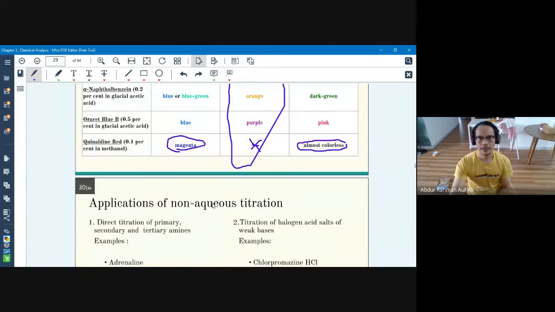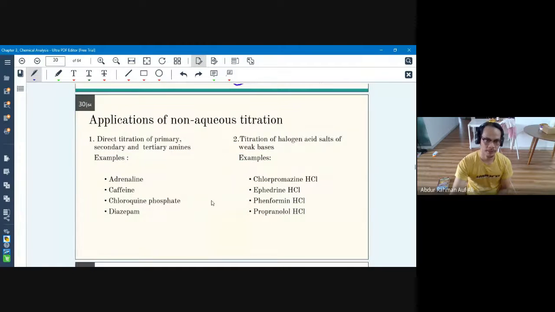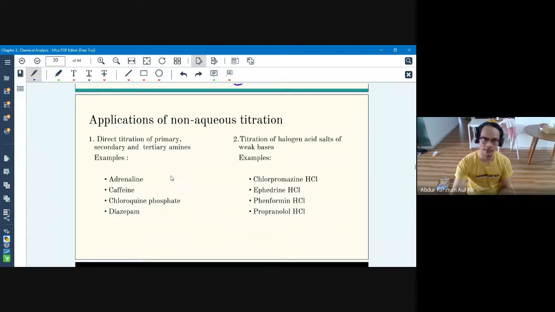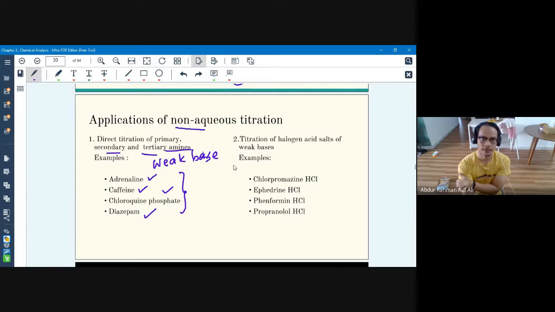And lastly, the applications. For which drugs do we use acid-base non-aqueous titration? If the API, the active ingredient of the drug, is a very weak base, especially secondary and tertiary, how do we know whether the API is a weak or strong base? You check the pharmacopoeia. For example, adrenaline tablets, caffeine tablets, diazepam. The best way to analyze these drugs is by using non-aqueous titration.